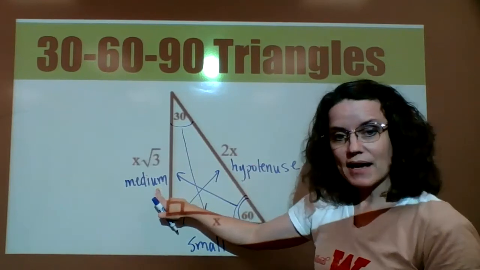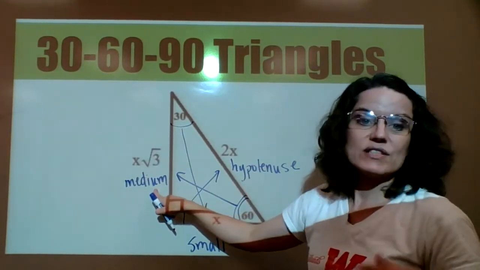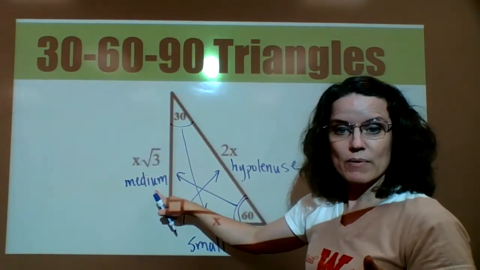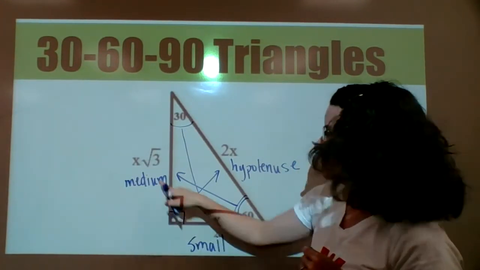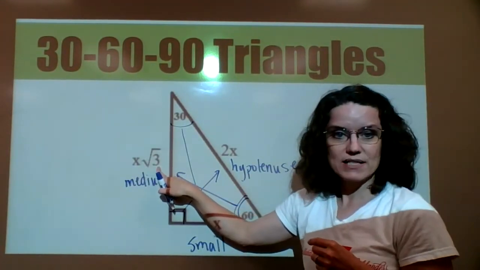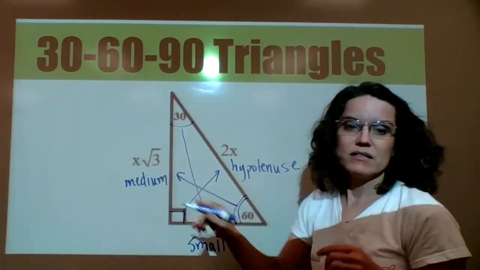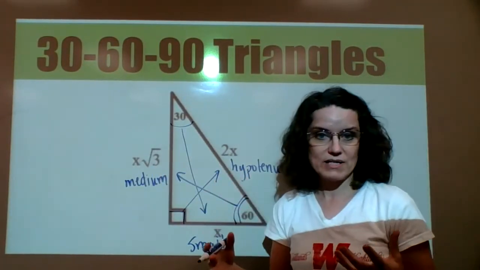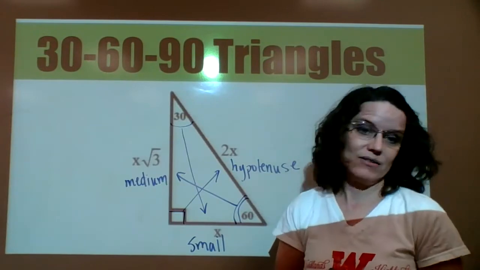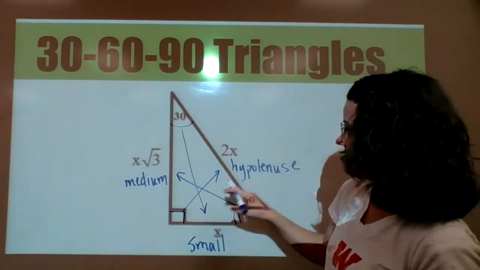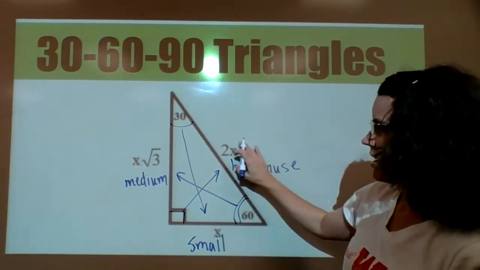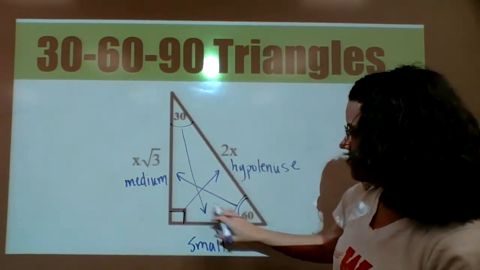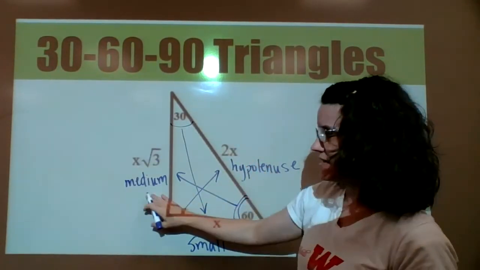The medium side is special too. It uses another one of the radicals. And the way we always find this one is we take our small side, x, times radical 3, times the square root of 3. So this relationship is one you're going to have to try and remember somehow. I don't know how you're going to, but 30, 60, 90s have the small one being x, the hypotenuse is 2x, and the medium side opposite 60 is always x root 3.